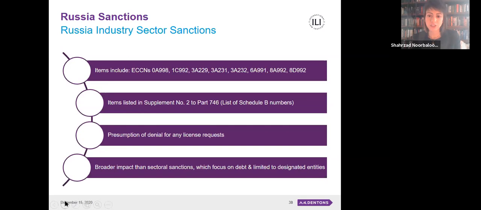These Russian industry sector sanctions administered by BIS apply to items that fall under either specified ECCNs, or export control classification numbers, or certain enumerated HTS codes. These include certain types of line pipe used for oil or gas pipelines, certain oil well drill pipes, certain oil well tubing and casings, among various other items. There's a presumption of denial for any license requests for exports falling within these sorts of sanctions. These restrictions have a broader impact than the sectoral sanctions maintained by OFAC, which are focused on debt and limited to certain designated entities.